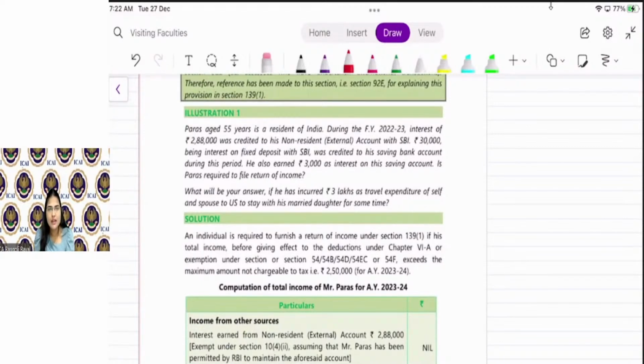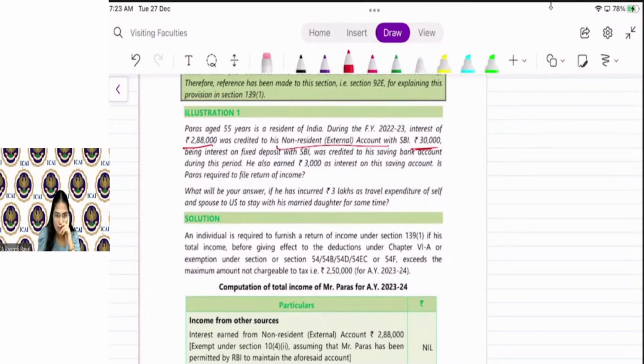Paras, aged 55 years, is a resident of India. During financial year 22-23, interest of 2,80,000 was credited to his non-resident external account with SBI, and 30,000 being interest on fixed deposit with SBI was credited to his savings bank account. Is Paras required to file return of income? Yes or no? First question.